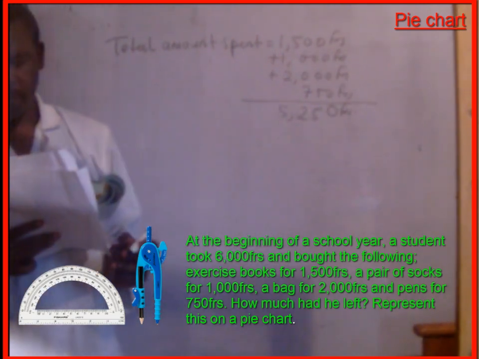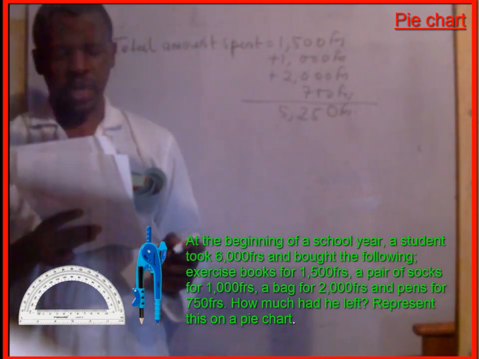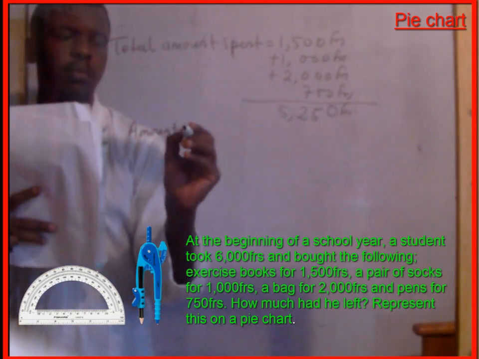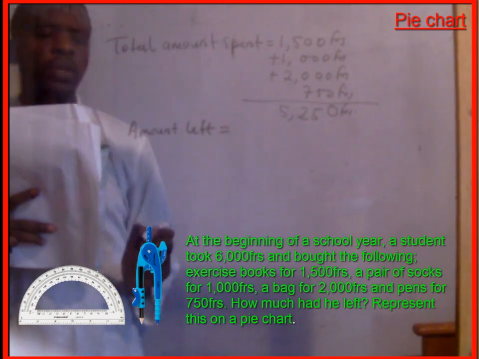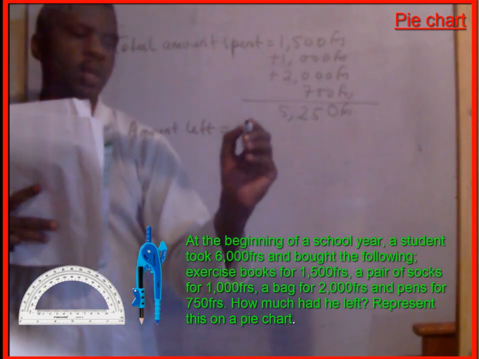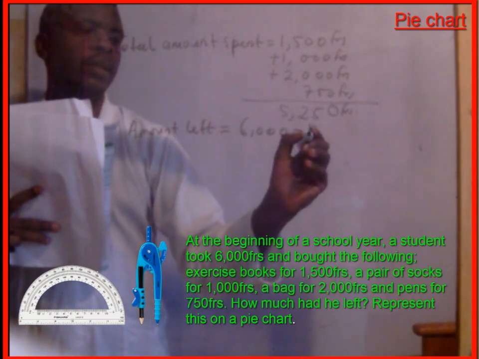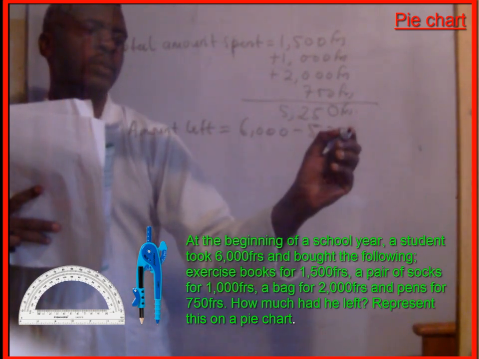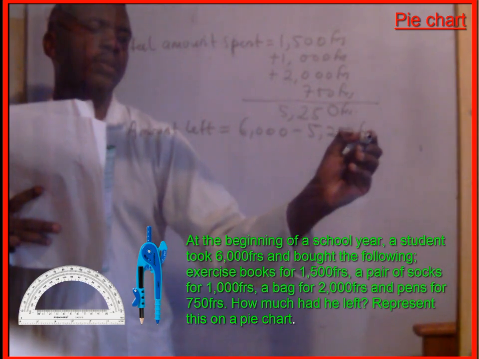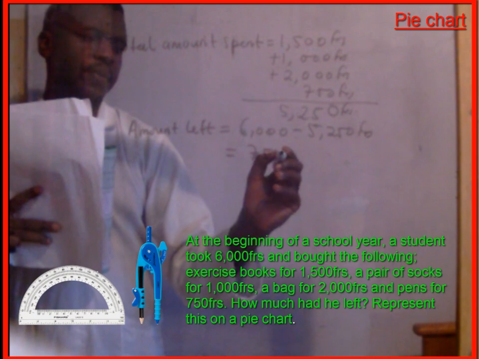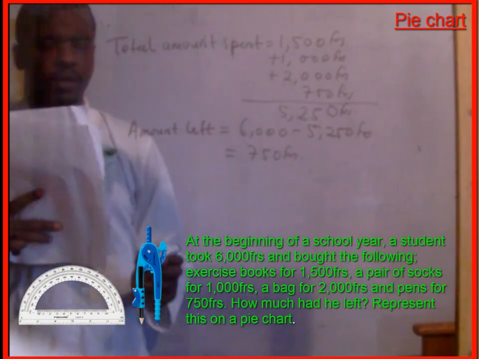We are told that the student initially had 6,000 francs. So how much is left? The amount left will be equal to 6,000 minus 5,250 francs. So this will give us 750 francs left.